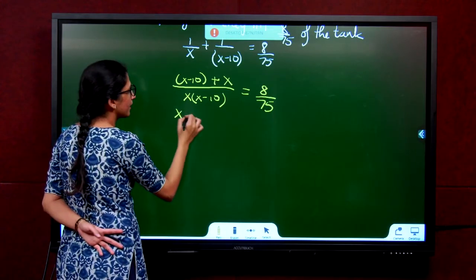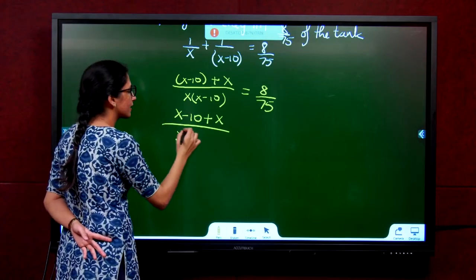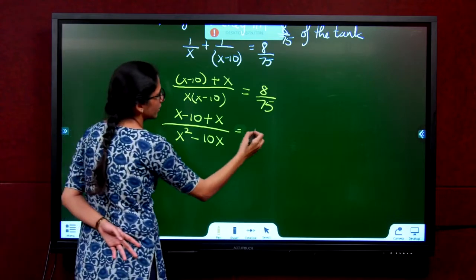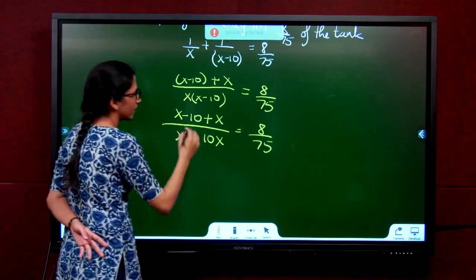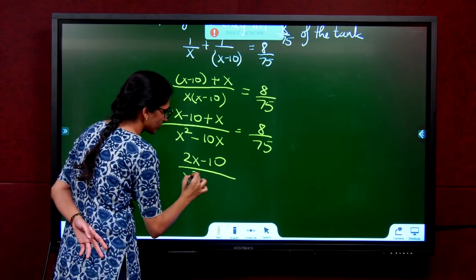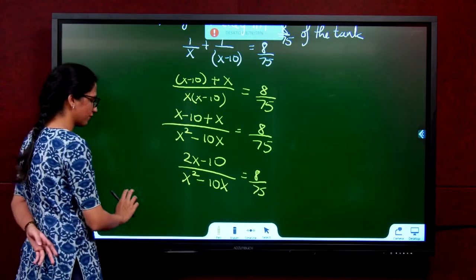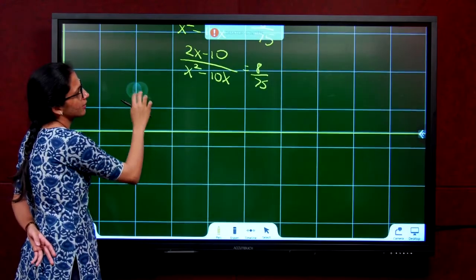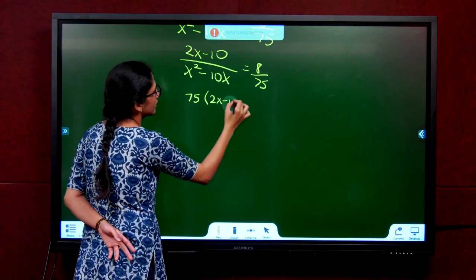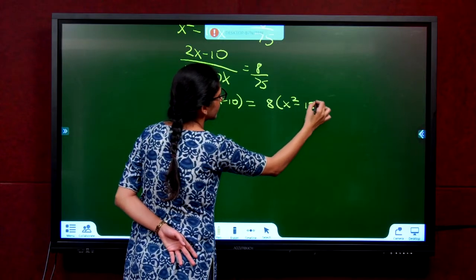x minus 10 plus x, divided by x into x, x square, x into 10, 10x, is equal to 8 by 75. x plus x, 2x minus 10 by x square minus 10x is equal to 8 by 75. What happens next? Cross multiply, 75 will come here. 2x minus 10 is equal to 8 into x square minus 10x.